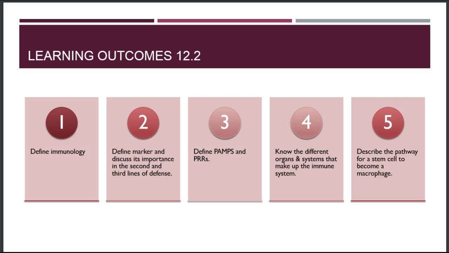There are 5 learning outcomes for this mini lecture. First, be able to define immunology. 2, define marker and discuss its importance in the second and third lines of defense. 3, define PAMPs and PRRs. 4, know the different organs and systems that make up the immune system. And 5, describe the pathway for a stem cell to become a macrophage.